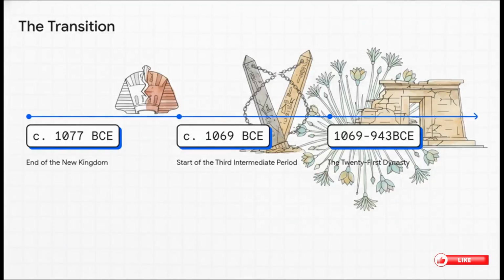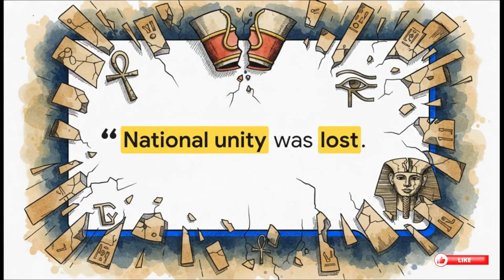Just to put this all in perspective, let's look at the timeline real quick. The New Kingdom officially breathes its last around 1077 BCE. Just a handful of years later, by 1069 BCE, this new divided reality is fully in place. That's the start of the Third Intermediate Period and the 21st Dynasty, which would actually last for more than 100 years. But no matter how well they got along, sometimes you just couldn't escape one simple fact. That central, unified vision that had defined Egypt for more than 1,000 years, it was gone. As the source material puts it so perfectly, national unity was lost.